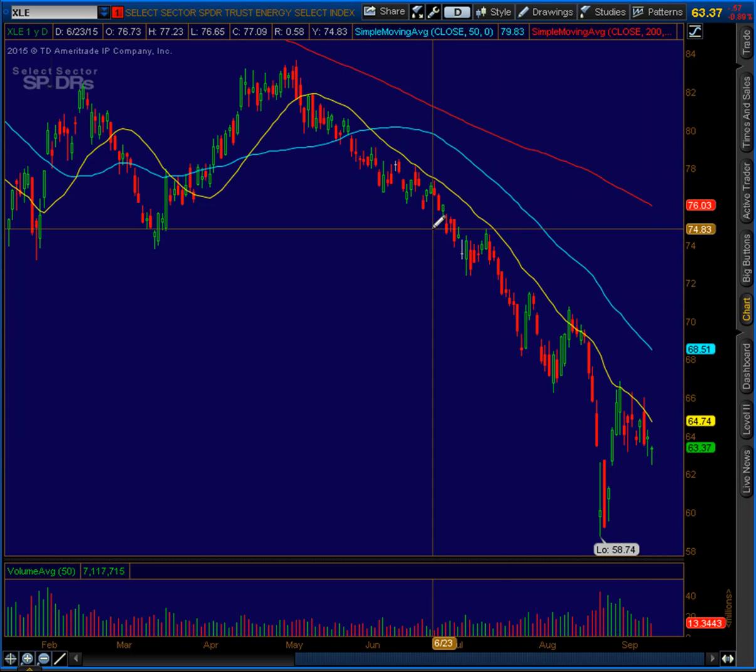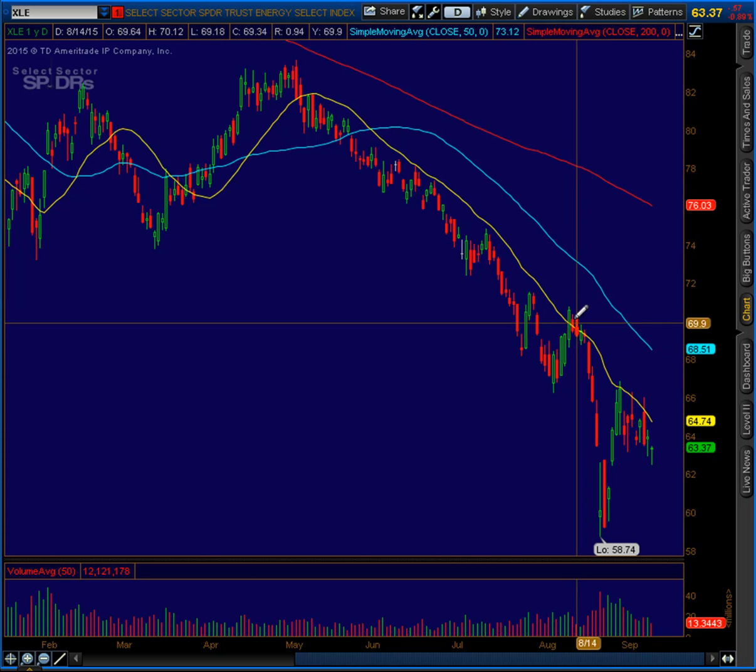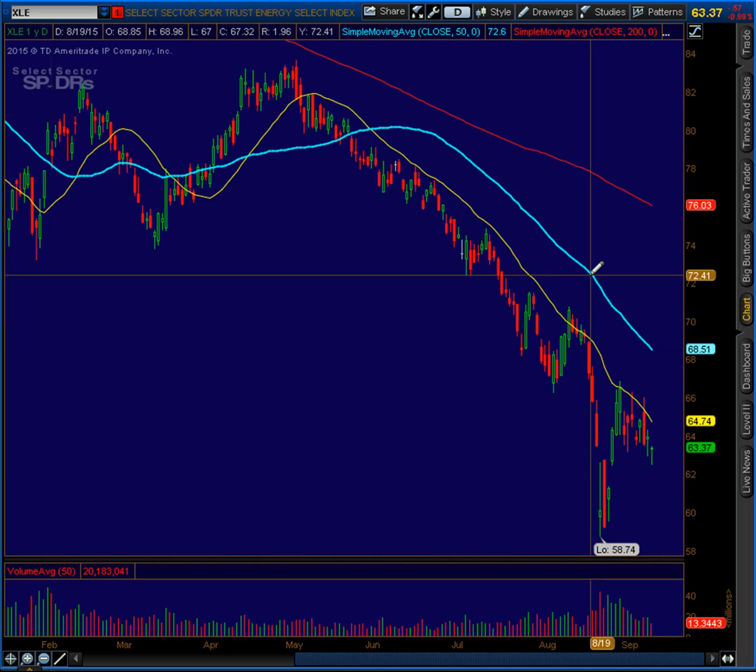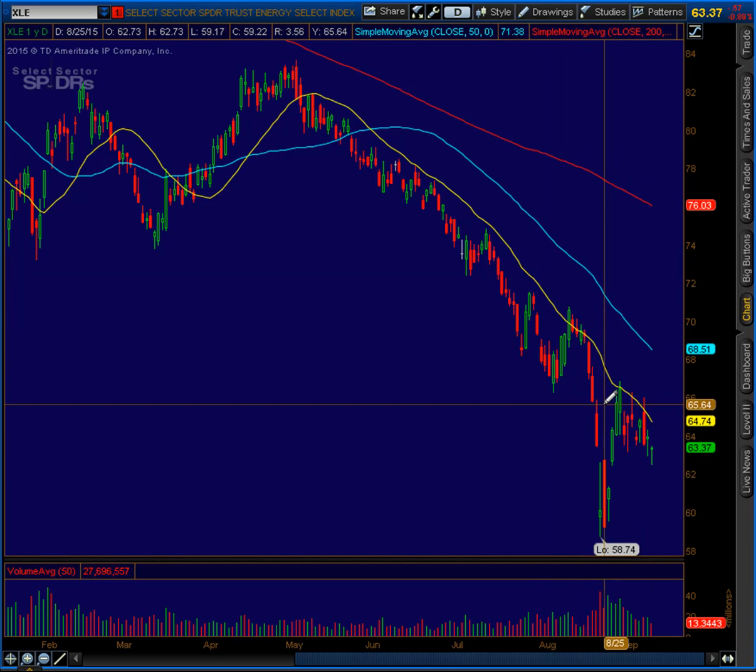See how it based here, came down, based here, came down, based here. This could have been a very good trade around here, but it never triggered. Same thing's happening, so I'd rather wait for some kind of break above maybe possibly 65, 66 area.